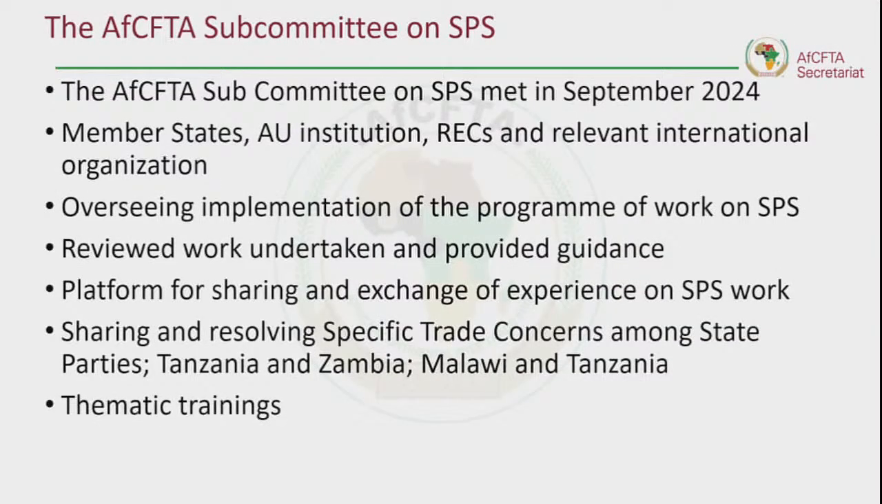So since the Secretariat started its operation, we've so far held 4 AFCFTA subcommittee on SPS meetings. The last one was in September 2024. It was held in Lusaka, Zambia. It was also the first one we held physically.